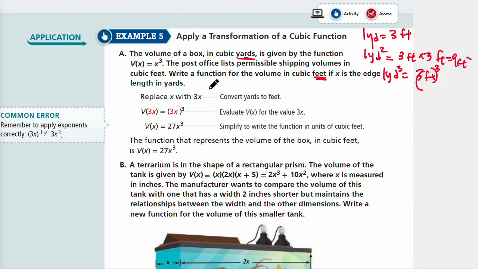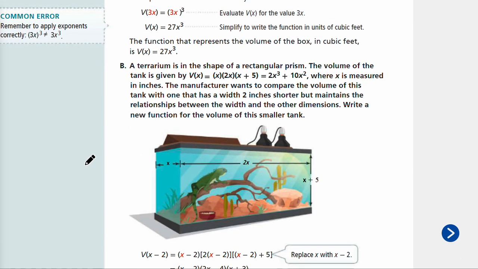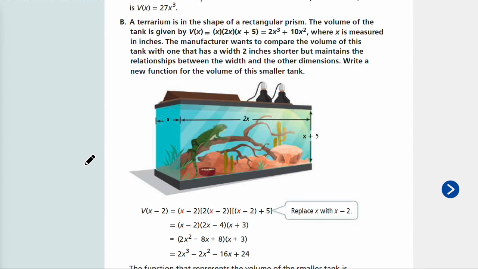So we're going to replace x with 3x so that we can convert to feet. And so v of 3x would be 3x to the cube power, and so that's 27x cubed. So the function that represents the volume of the box in cubic feet would be 27x cubed. Okay, let's look at the terrarium here. The terrarium is the shape of a rectangular prism.